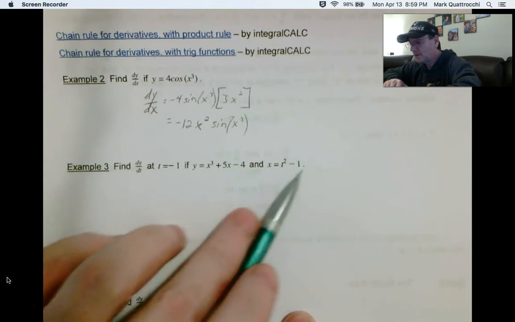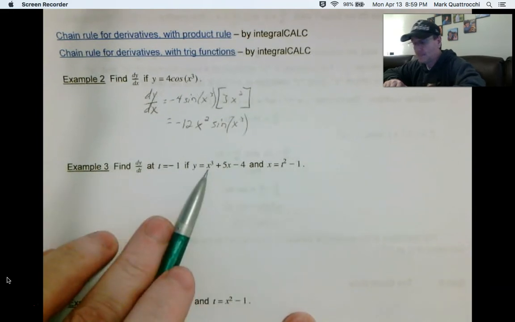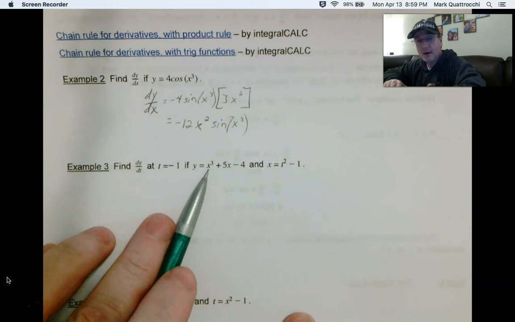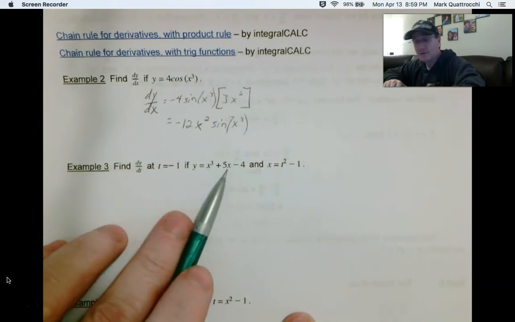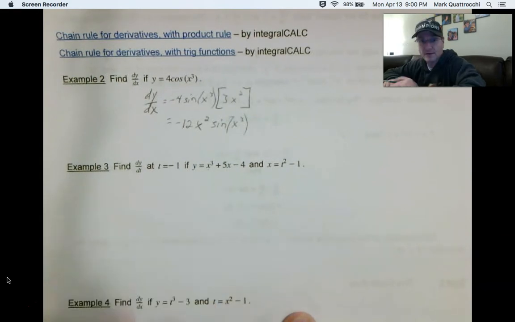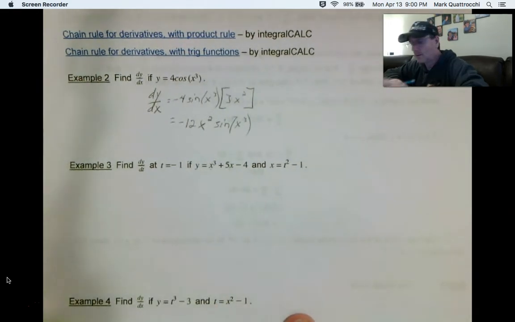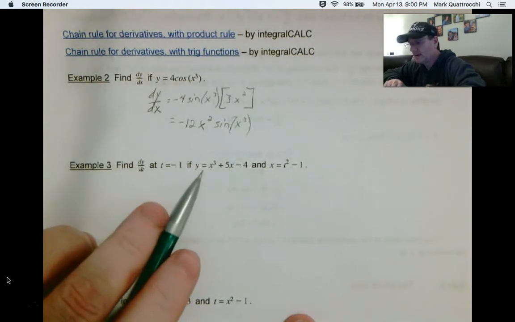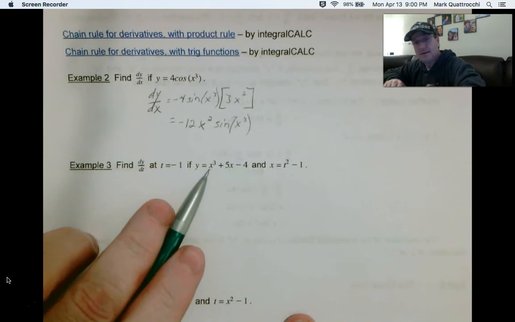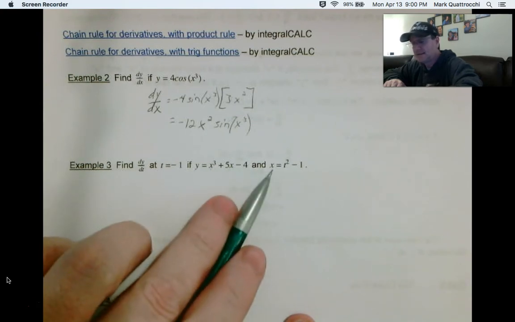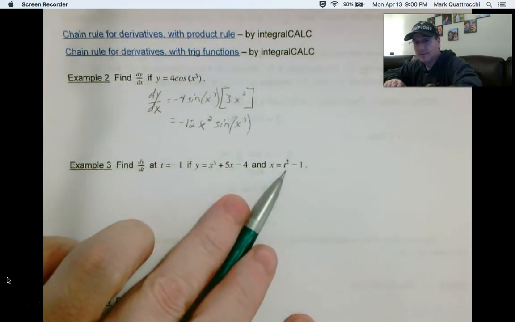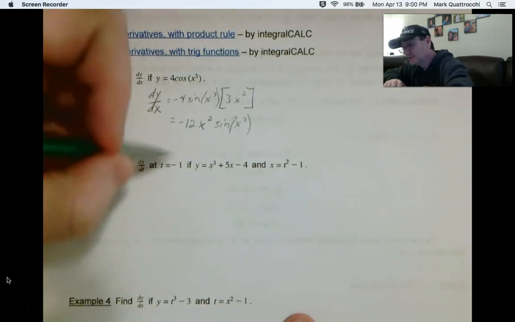We could plug this t squared minus 1 in here and in here. We could cube out the t squared minus 1. We could multiply the t squared minus 1 times the 5. We could combine all the like terms into power rule. Or we can do chain rule. We can find dy/dx, the derivative of y with respect to x, and dx/dt, the derivative of x with respect to t. Let's do that.